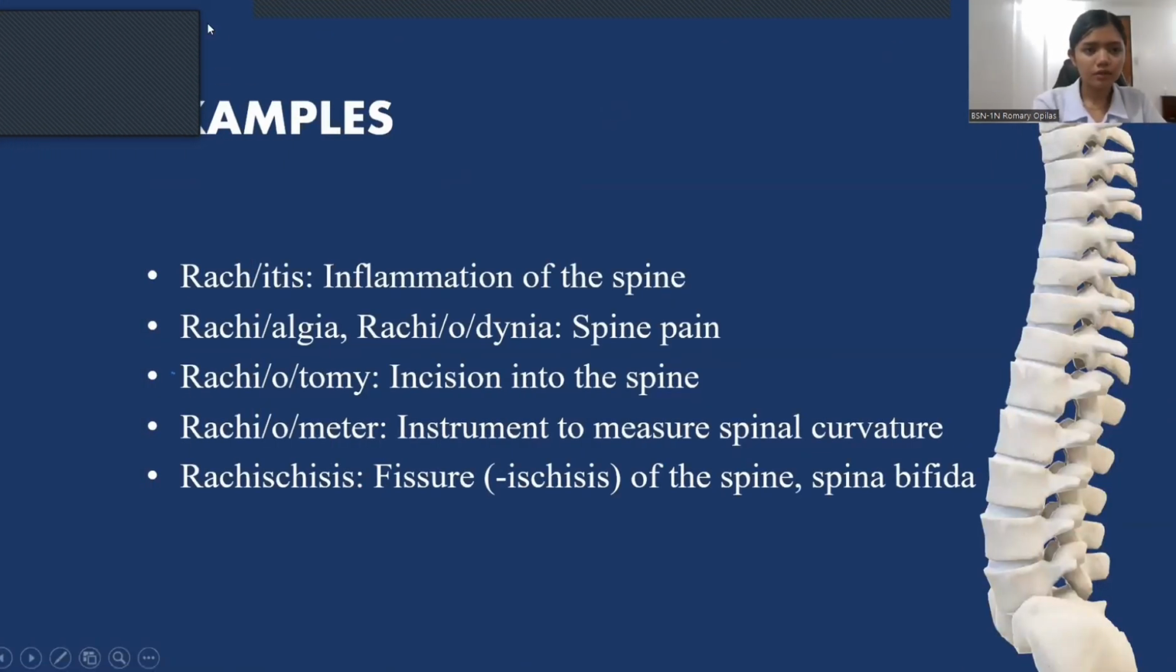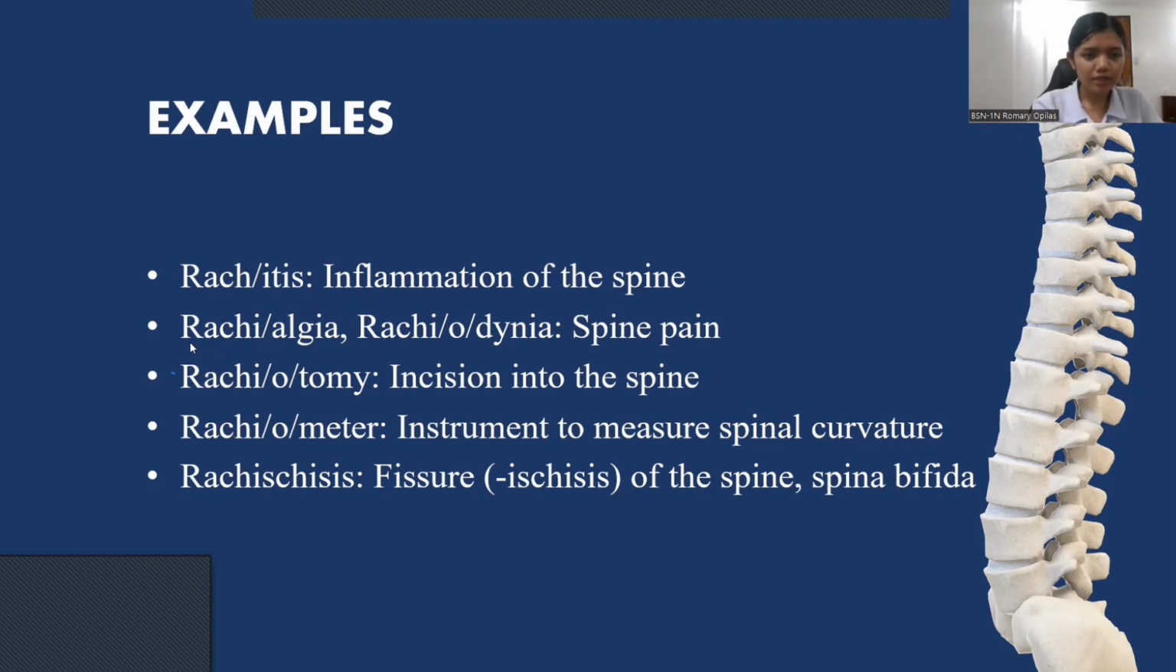So the examples are rachitis. Rachi means spine, and the itis is the inflammation. So if we combine it together, the meaning of this word is the inflammation of the spine. Rachitis is the inflammation of the spine.